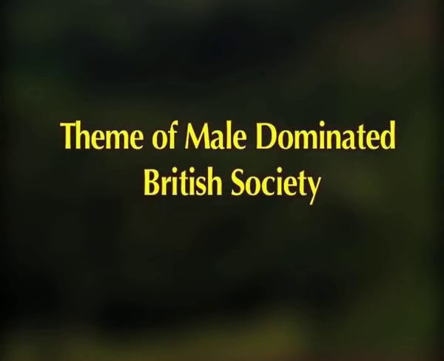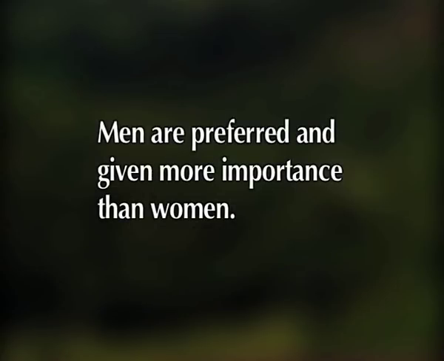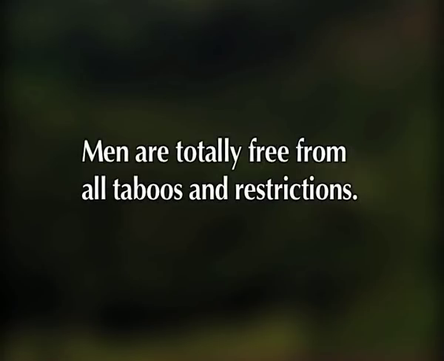Similarly, the novel also tells us about the Victorian values, social standards, and personal ethics, the theme of male-dominated British society. The novel presents a clear picture of Victorian society in which males had certain domination over females. The social values indicate that men are preferred and given more importance than women. All restrictions and taboos are suggested and expected from a woman, whereas men are totally free from all taboos and restrictions. Within a family also, treatment given to a woman and a man, or a daughter and a son, differs and is biased based on their gender.